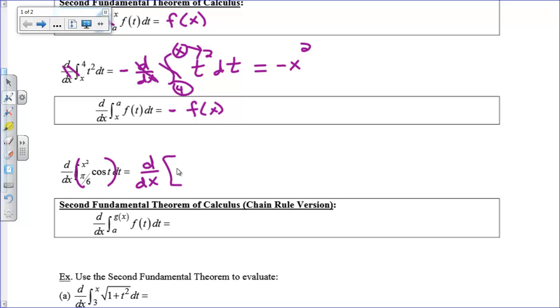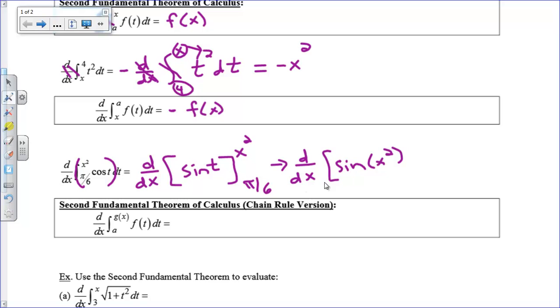So let's do this. The antiderivative of cosine of t, of course, is sine of t. And we're going to evaluate this from pi over 6 up to x squared. The fundamental theorem of calculus tells me to plug the top number in first, fine, sine of x squared. And then plug the bottom number in, pi over 6, the sine of pi over 6 is 1/2. So I've done the inside part.